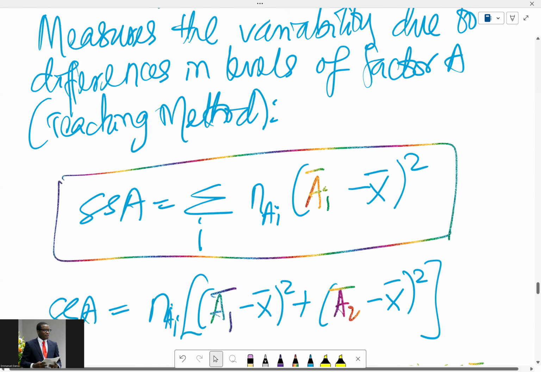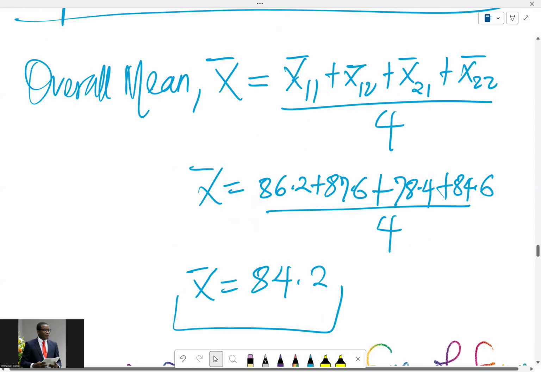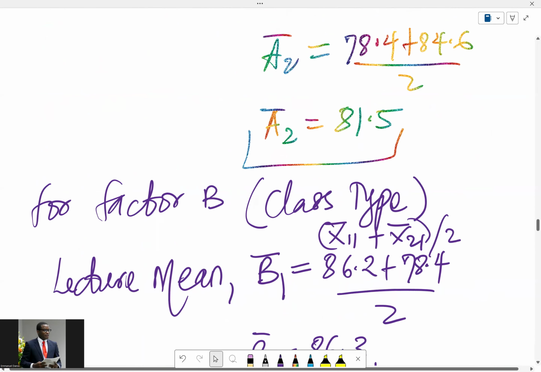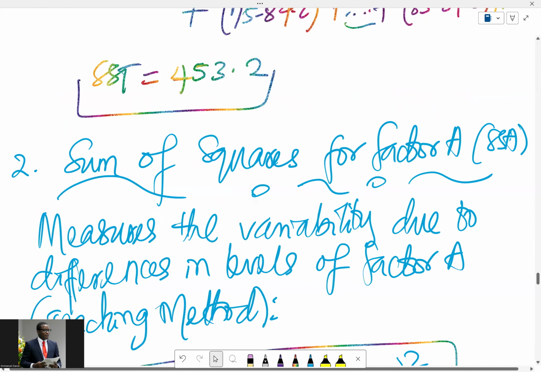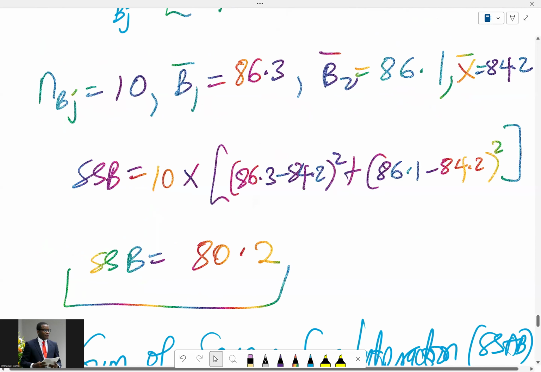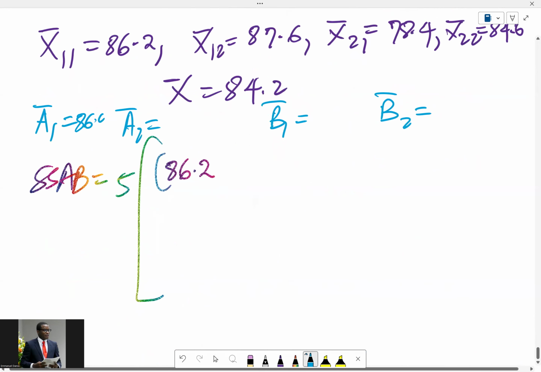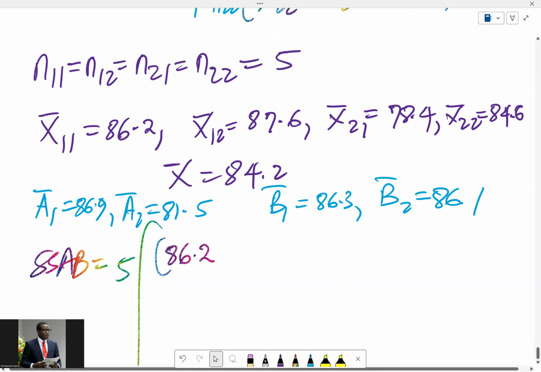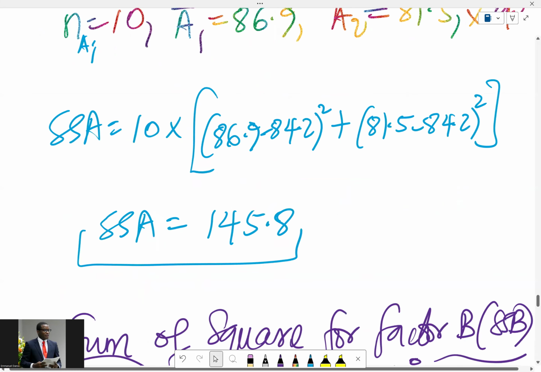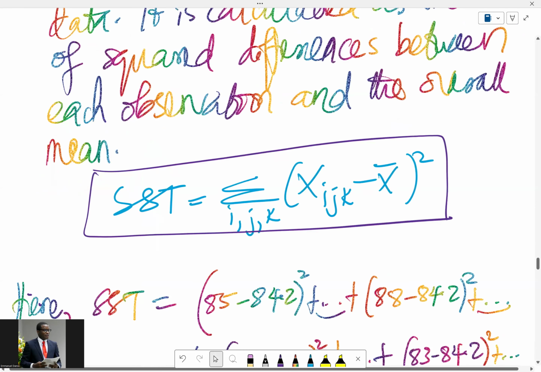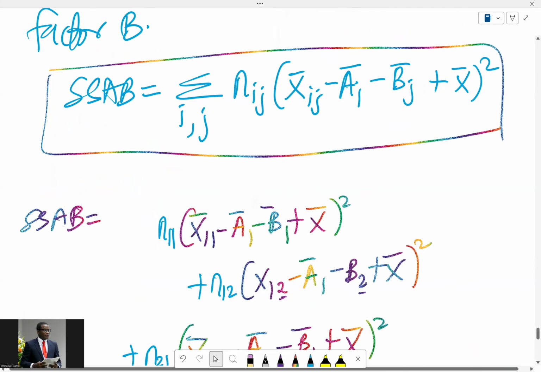So let's go back there. So A1 bar is 86.9, A2 bar is 81.5, B1 bar is 86.3 and B2 bar is 86.1. Just to be very sure, let me confirm those two. 86.3, 86.1. Yes, that works. So now we have everything together and we go on.